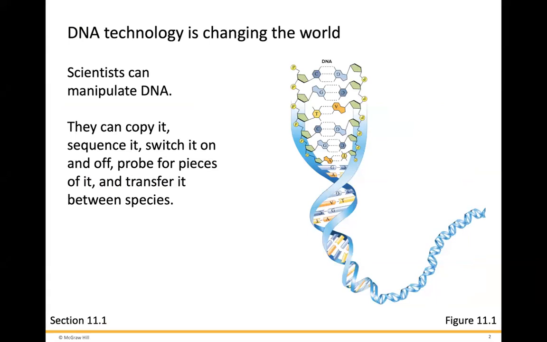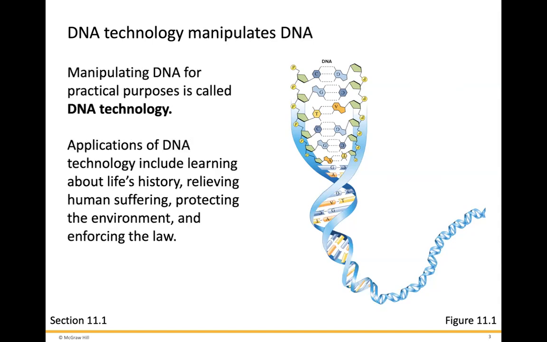Many of you may have actually had your DNA sequenced, if you've ever done something like 23andMe or Ancestry DNA. Scientists are able to switch it on and off. They're able to probe for different types of pieces, as well as transfer it between different types of species.